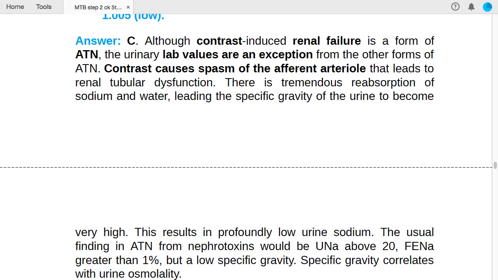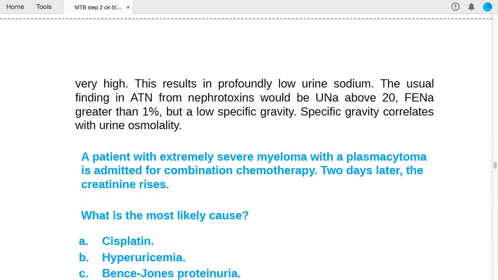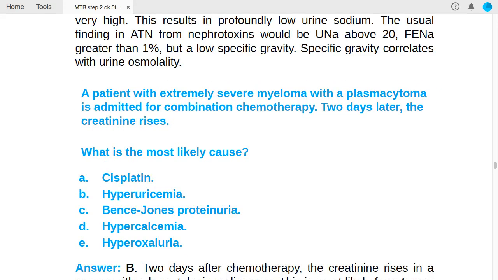Now, a patient with extremely severe myeloma with a plasmacytoma is admitted for combination chemotherapy. Two days later, the creatinine rises. So in this case, the patient has undergone combination chemotherapy, and after it, 2 days later, the creatinine rises. What is the most likely diagnosis? Definitely here, we can say cisplatin, or hyperuricemia, or Bence Jones proteinuria, hypercalcemia, or hyperoxaluria. What is the most likely cause? Because this patient has extremely severe myeloma and plasmacytoma and is admitted for combination chemotherapy. Now here the answer is hyperuricemia. Why?